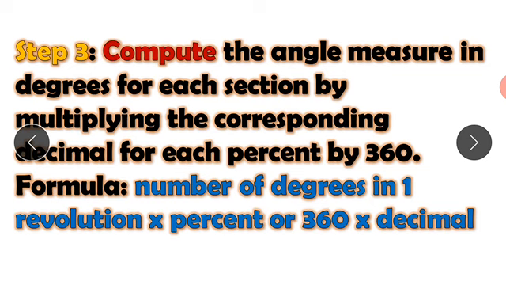Next is compute the angle measure in degrees for each section by multiplying the corresponding decimal for each percent by 360. So number of degrees in 1 revolution times percent, or 360 times decimal. For example, 360 times 20%, so that can be written as 360 times 0.2. Then multiply to get the degrees or angle measure in degrees.